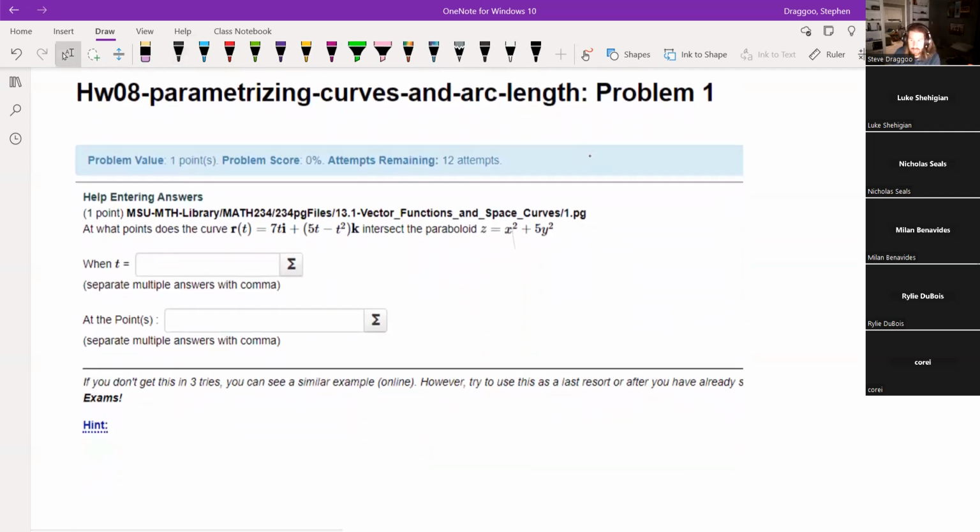All right, and then the other favorite topic that pretty much everybody's got, let's parameterize some curves.